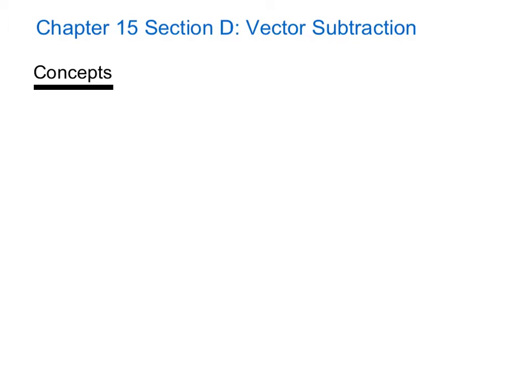In this video, we'll be looking at Chapter 15, Section D on vector subtraction. Now we have to go all the way back to arithmetic to remember what subtraction actually is. The expression a minus b is really a plus the negative of b, right? And that's what subtraction is. It's the addition of something's negative.